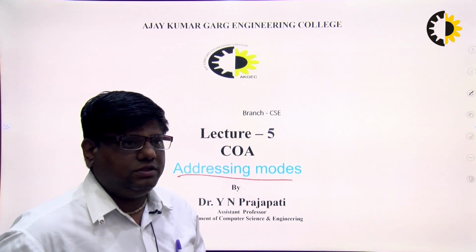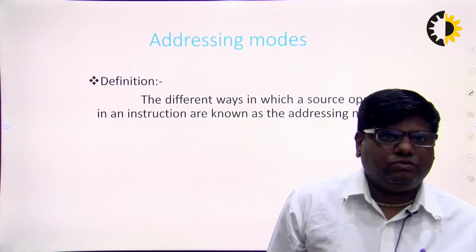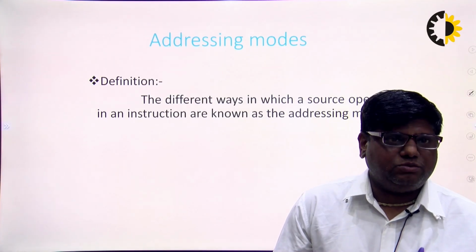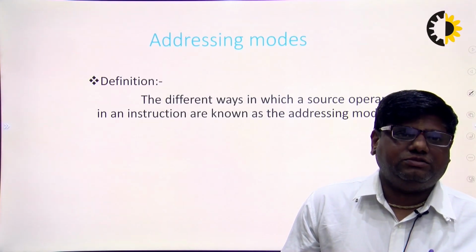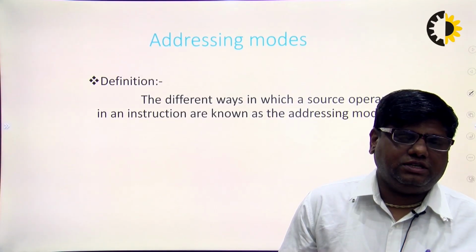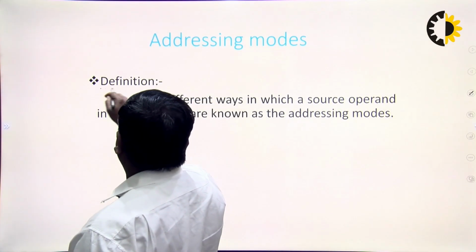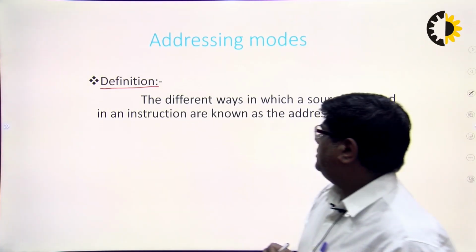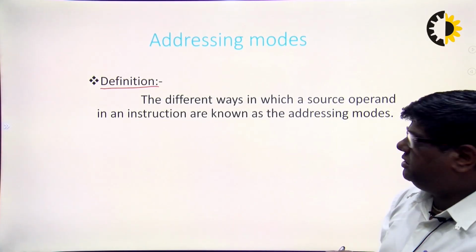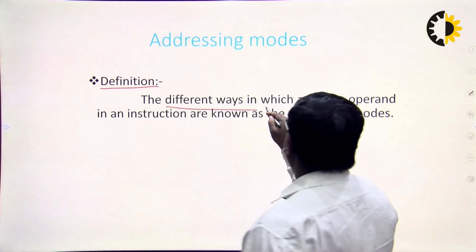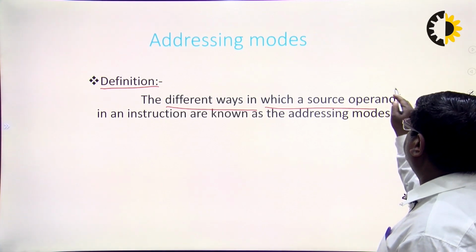So I am going to discuss what the addressing mode is. Before discussing the different types of addressing mode and their examples, first we discuss the basic definition of the addressing mode. Now what is the addressing mode? It is a different way or a different method by which the source of the operand is specified.